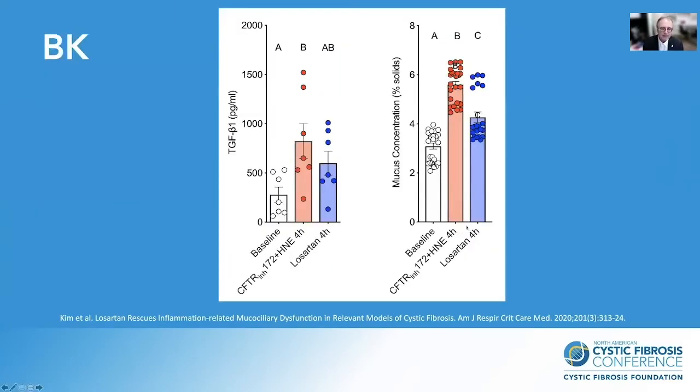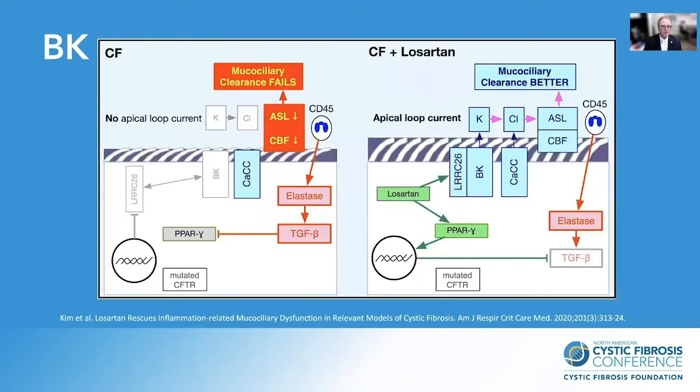Now, TGF-beta is also ameliorated in these sheep in these experiments with losartan, and so is the mucus concentration in analogy to the mucociliary dysfunction that I showed you in the slides before. So in summary for this part, there is inflammation that causes TGF-beta elevation in these, at least airway epithelial cells and in the sheep, causing BK dysfunction. And we can, at least in the sheep model and the airway epithelial cell model, reverse that with losartan.